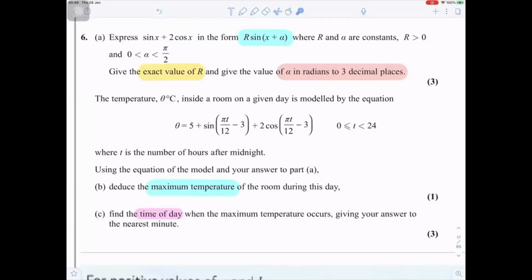For question 6b, the temperature theta degrees inside a room on a given day is modeled by the equation theta equals 5 plus sin(pi t over 12 minus 3) plus 2 cos(pi t over 12 minus 3), where t is the number of hours after midnight. Using the equation of the model and your answer to part A, deduce the maximum temperature of the room during this day.